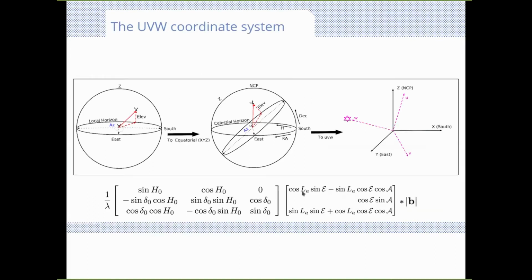So this is indicated here in the matrix on the right-hand side. So if we know the observer's latitude, L of A, we can basically work out the elevation and the azimuth of the source. So this is given by this matrix over here.